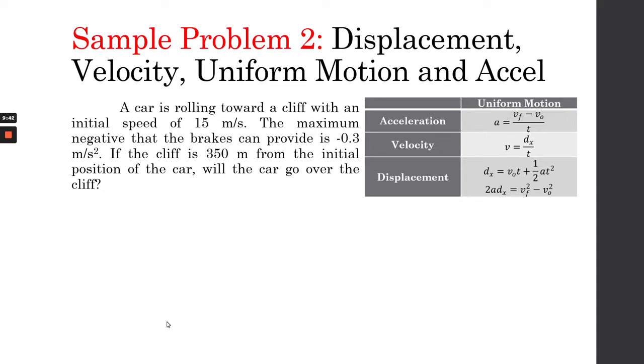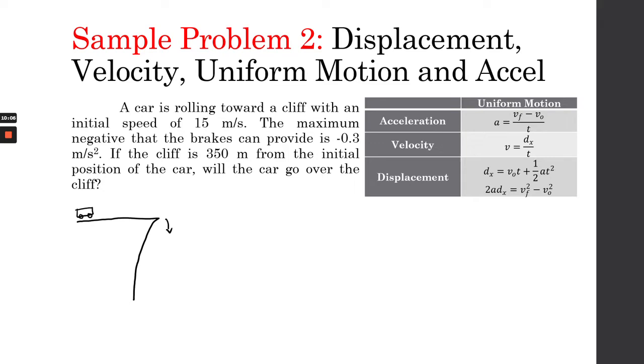So let's draw what is happening here. So basically you have a cliff. You can draw it this way. And you have a car here. If this car went over the cliff, it will surely fall, right?